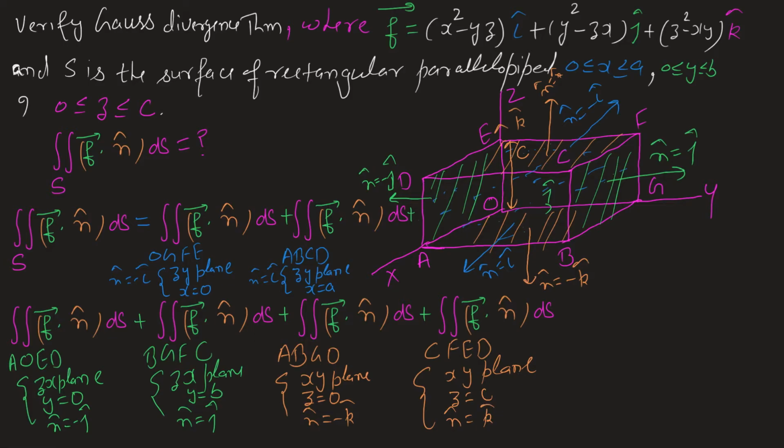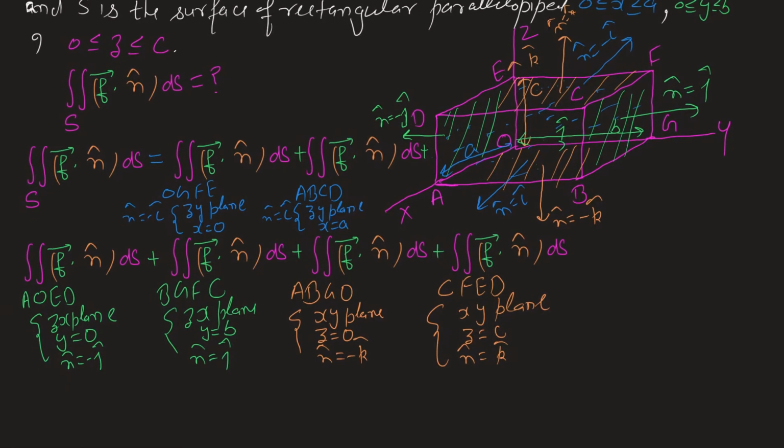This distance is b, and that distance is a. So these are the distances, and I have written all the parameters. Now we will be making use of these parameters.